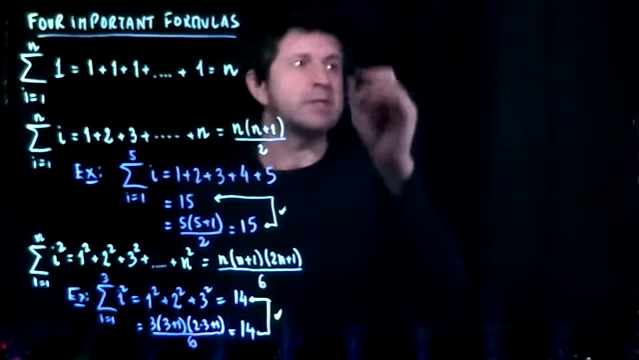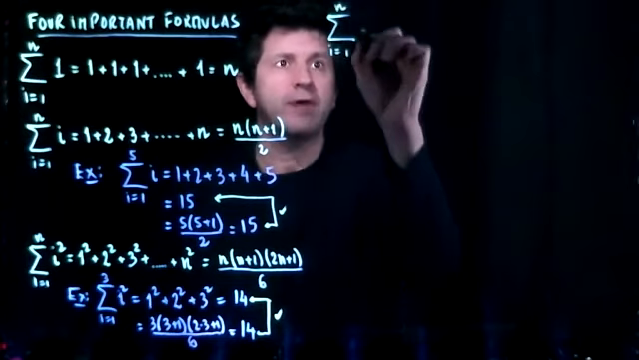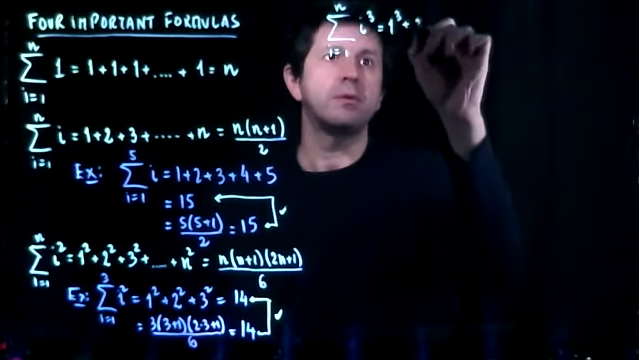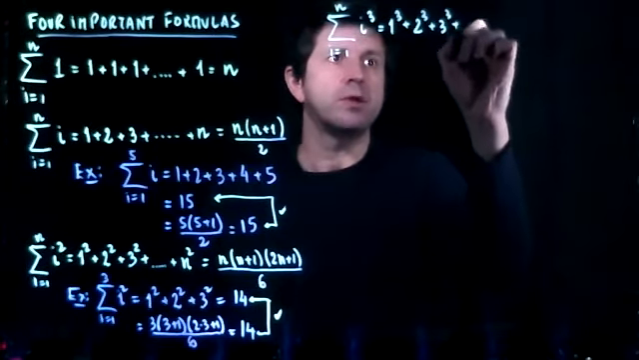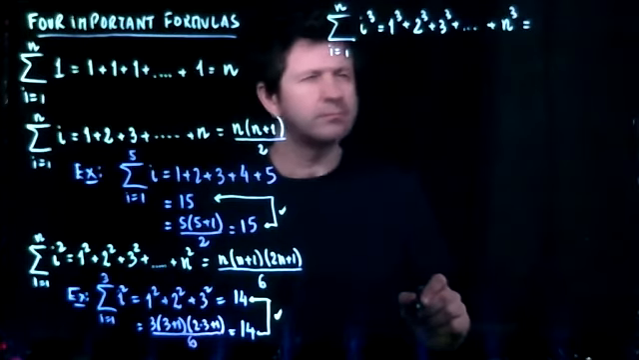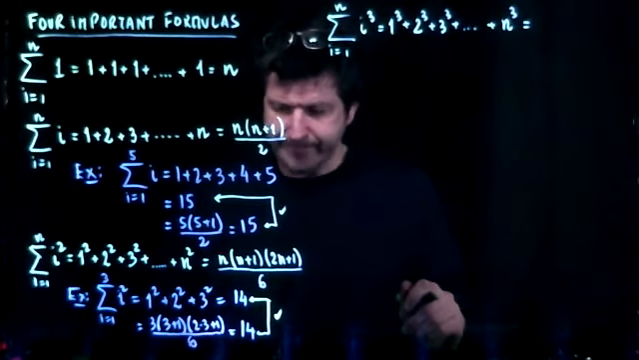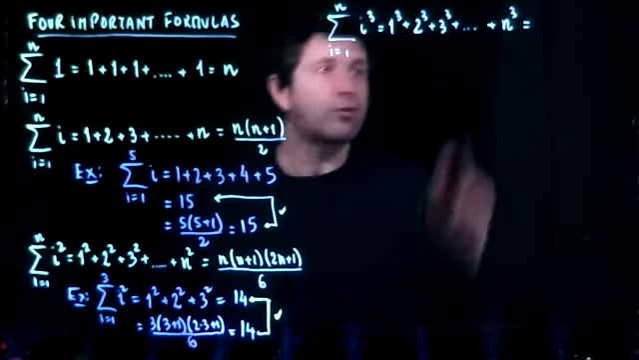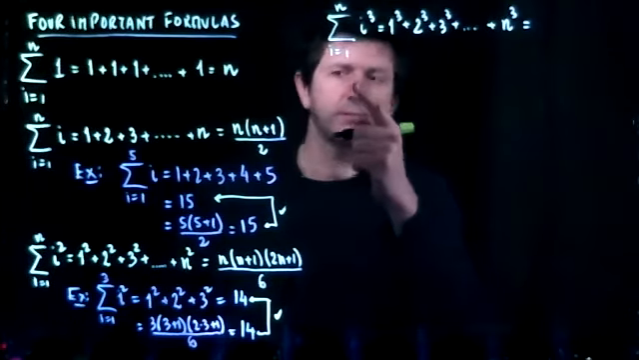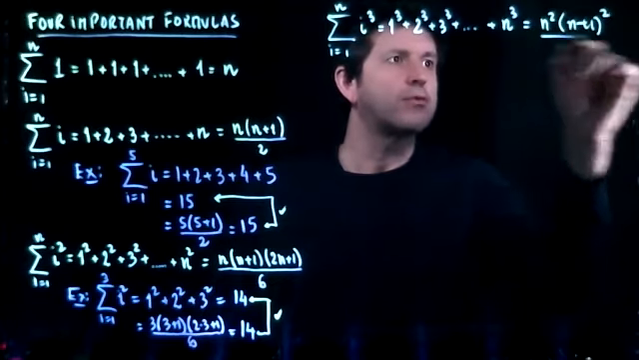Okay, and the last formula is this one. Sum i equals 1 until n of i cubed. So 1 cubed plus 2 cubed plus 3 cubed and so on until n cubed. The formula for this one is pretty easy. It's exactly the same as this one here, but squared. So it will be n squared times n plus 1 squared over 4.